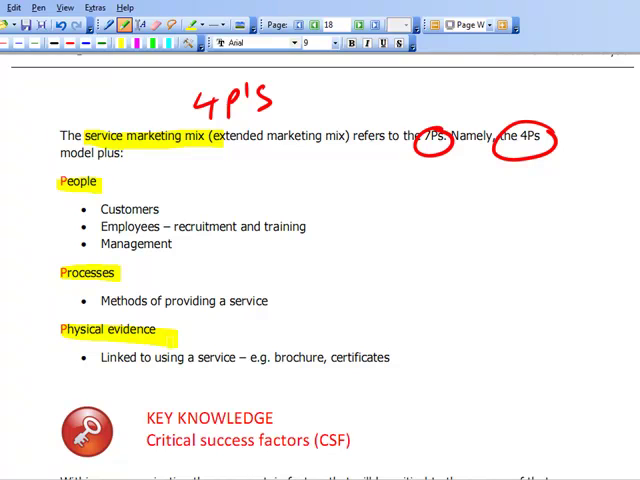People. Who are the employees, for example? Who are the management? Processes. What methods do you use for providing that service? And then physical evidence. What physical evidence do you have within that service?